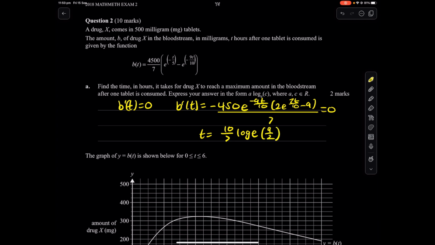Did we write it in the form? So express your answer in the form where a and c are reals. Yeah, that's that. Perfect. Let's look at the next question.